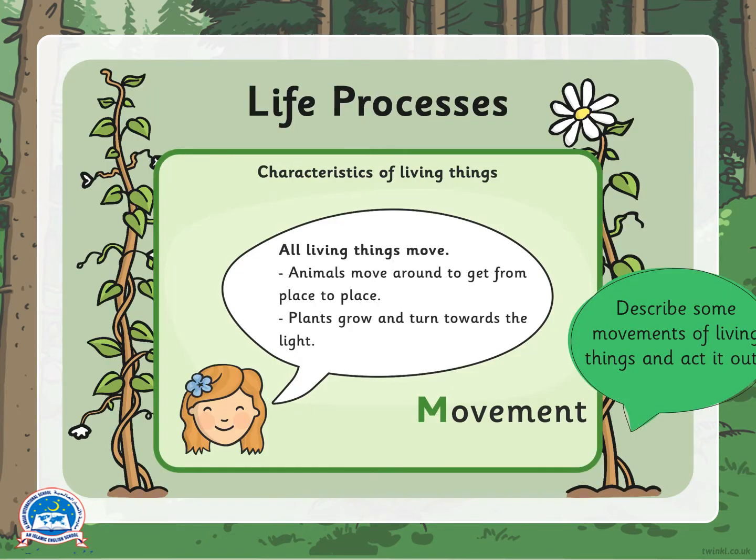Life processes. Every living thing goes through different life processes. All living things move. This is the first characteristic of a living thing. Animals move around to get from place to place. Plants grow and turn towards the light. Can you describe some movements of animals and act them out? Think of different ways living things move.